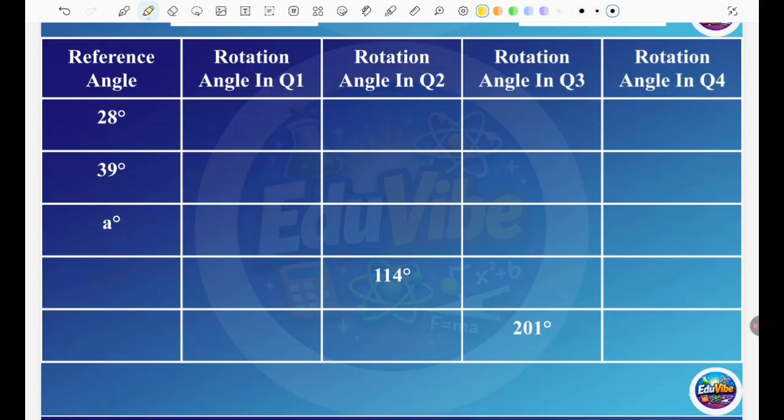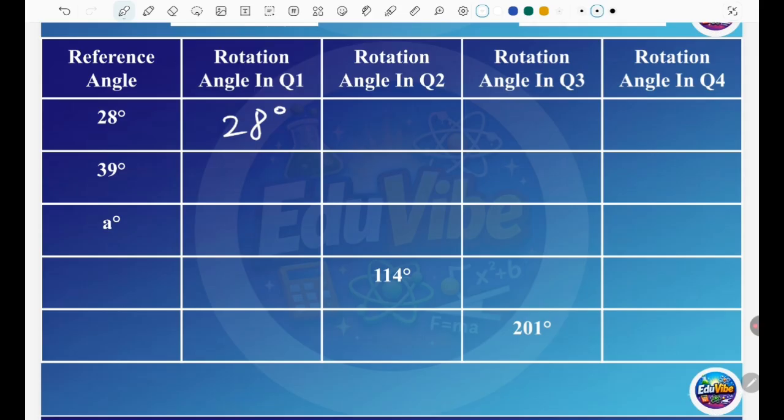So we have a rotation angle in quadrant 1, quadrant 2, quadrant 3, and quadrant 4. And we have a reference angle and a fill-in-the-blanks table. So we have a reference angle of 28 degrees. If we want the rotation angle in quadrant 1, it stays the same, which is 28 degrees.